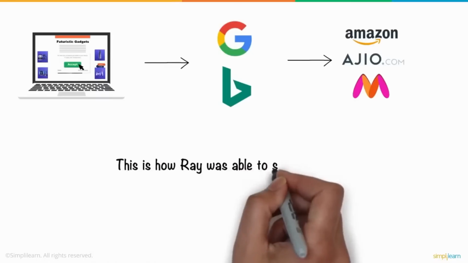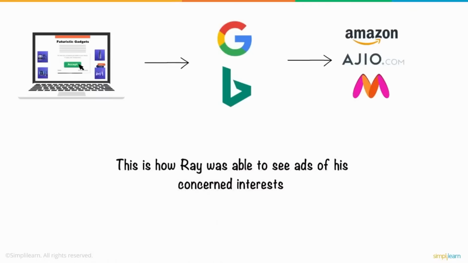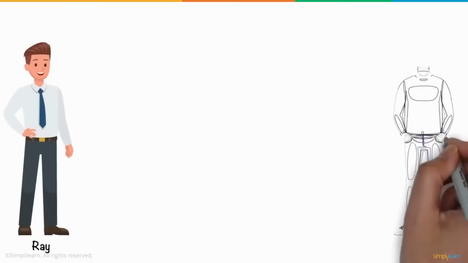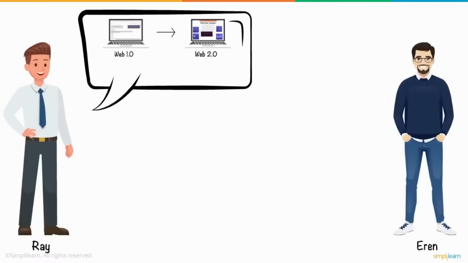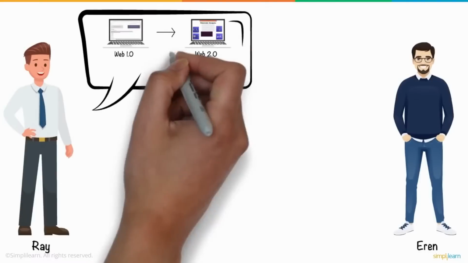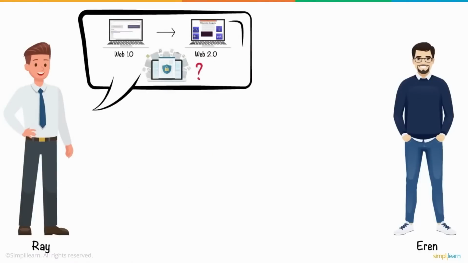And this is how Ray was able to see ads of his concerned interests. Ray was fascinated by how the internet has evolved and how it works amazingly. But at the same time, he was concerned about the lack of privacy offered by it.